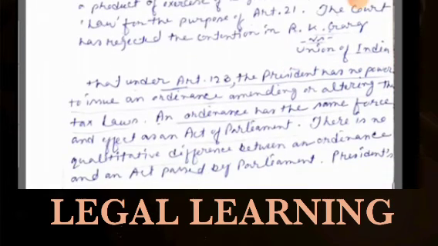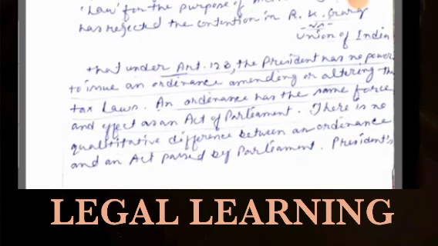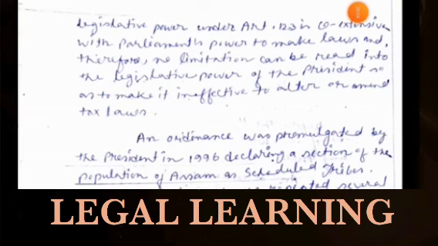Then under Article 123, the President has no power to issue an ordinance amending or altering the tax laws. An ordinance has the same force and effect as an act of Parliament. There is no quantitative or qualitative difference between an ordinance and an act passed by Parliament. The President's power is coextensive with Parliament's power to make laws. Done.